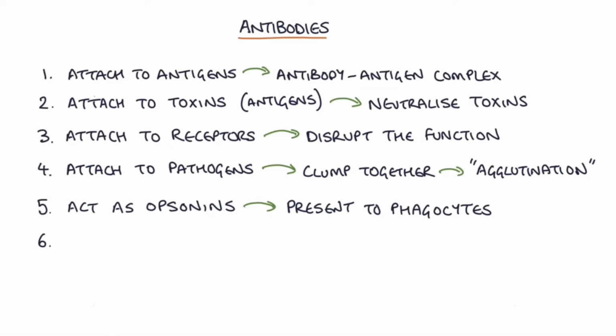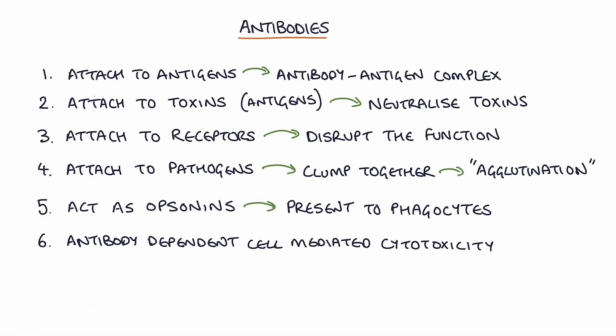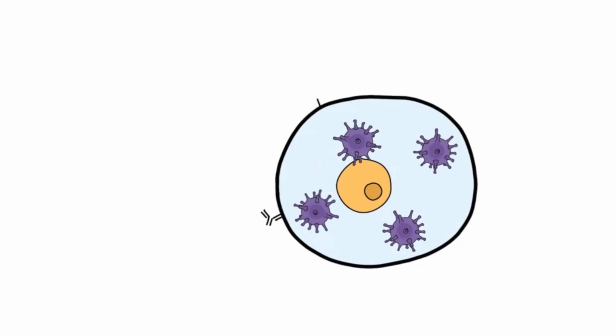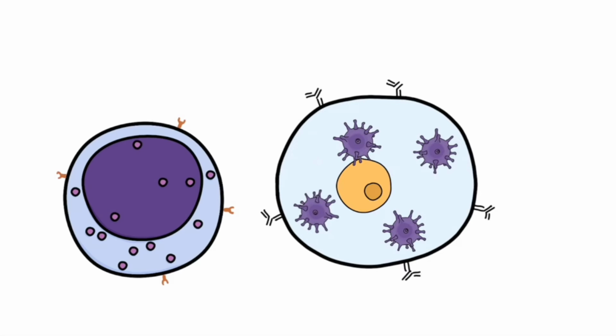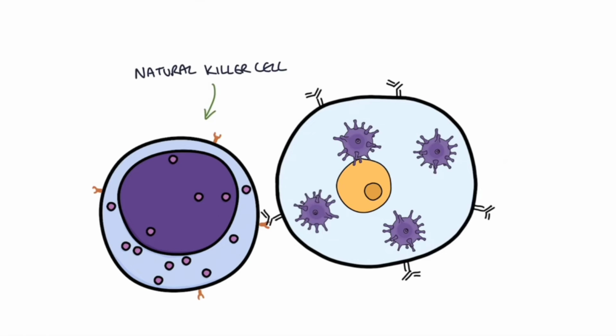And the sixth thing is antibody-dependent cell-mediated cytotoxicity. This is where the antibodies attach themselves to pathogens or abnormal cells, and then they help natural killer cells, neutrophils, macrophages, or eosinophils to recognize the pathogen and kill it.